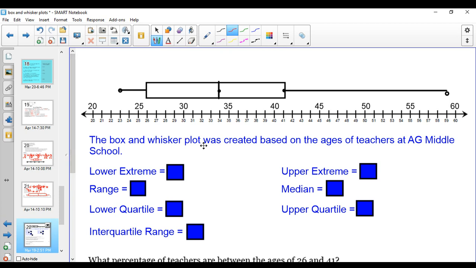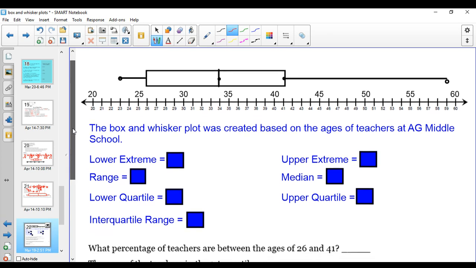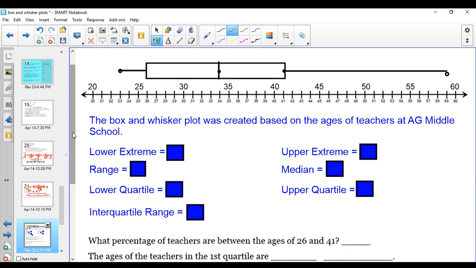So it says the box and whisker plot was created based on the ages of teachers at AG Middle School. Now, they didn't tell us how many teachers were in this group. They didn't give us that information, but we do still know some key pieces of information based on the box and whisker plot. So there's still a lot of questions that you can answer just by viewing the box and whisker plot without actually knowing what every single number in the data set was or how many numbers there were.